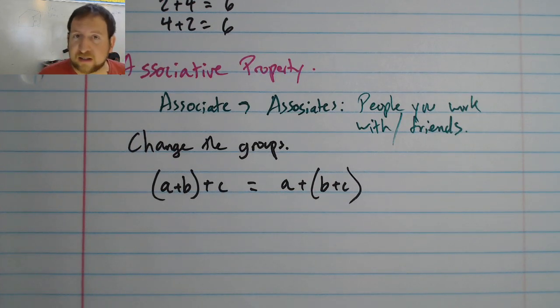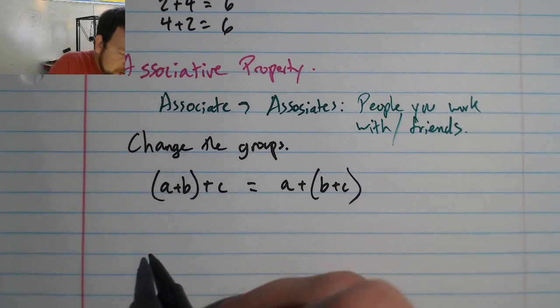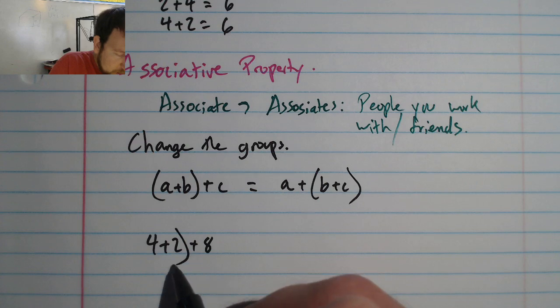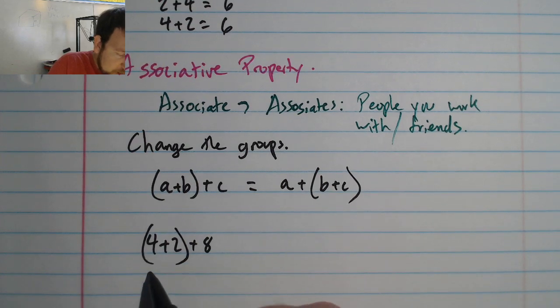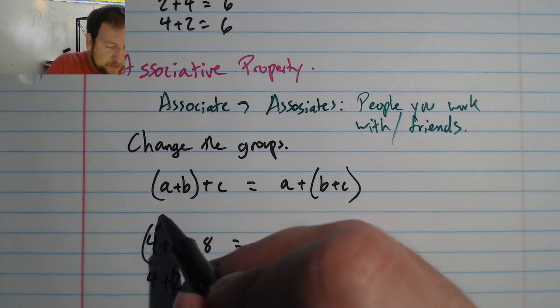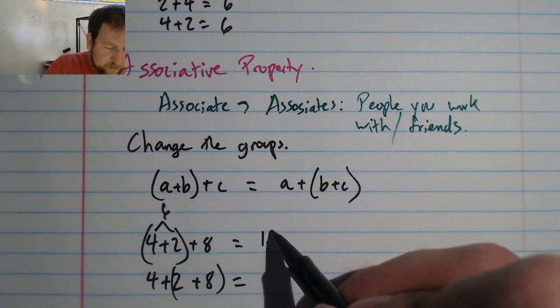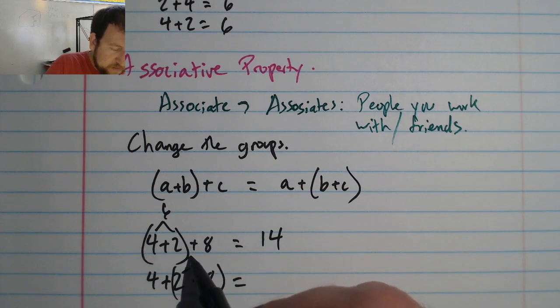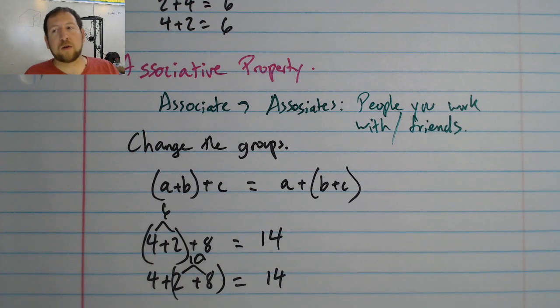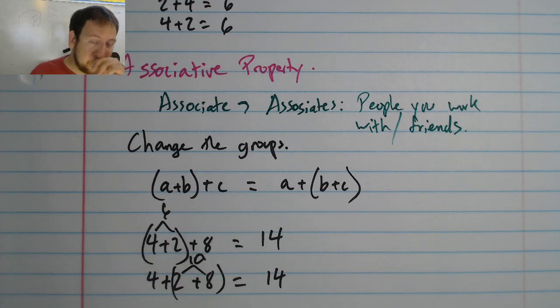So let's test it out for an example. So I could say that 4 plus 2 plus 8, like this. Or I could say 4 plus 2 plus 8, like this. And if we add them separately, this is 6. 6 and 8 is 14. This is 10. 4 and 10 is 14. So of course they are equivalent in both cases.